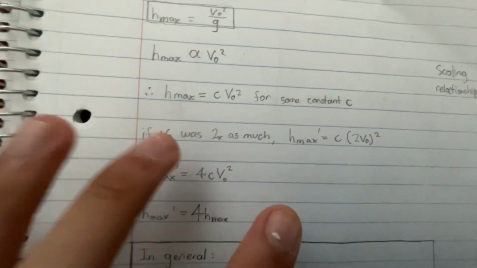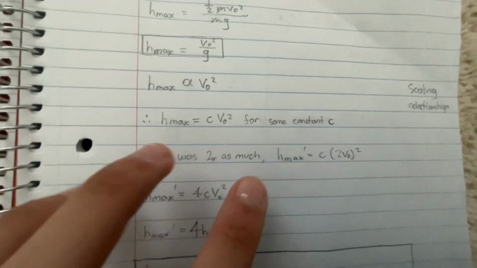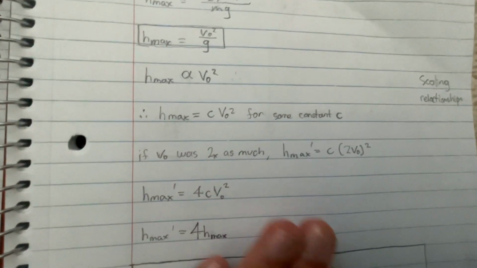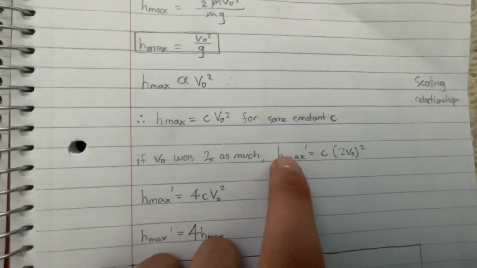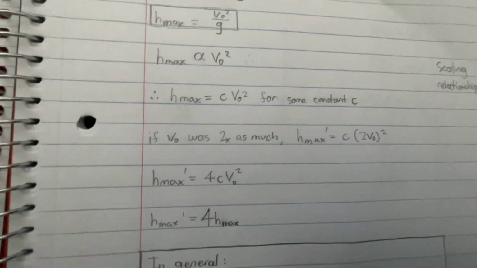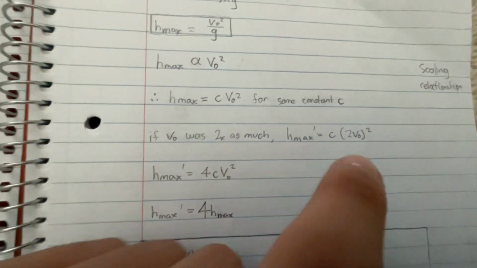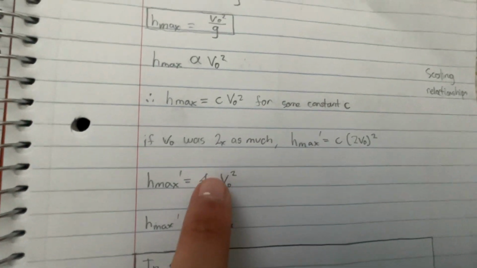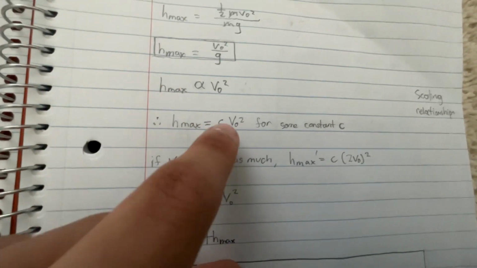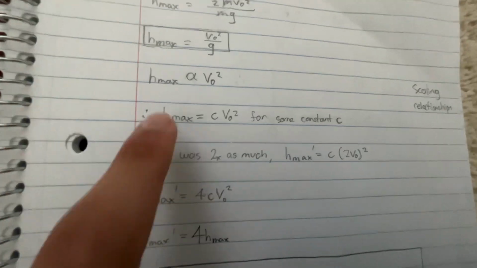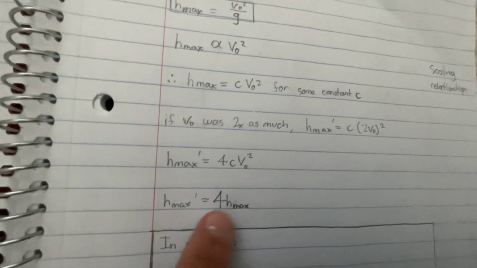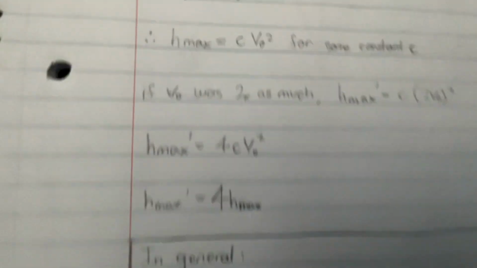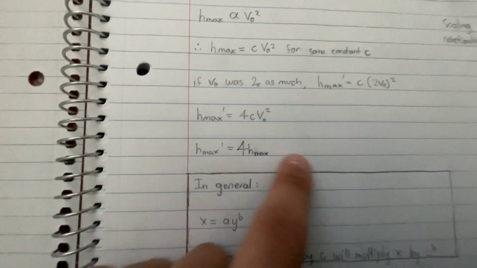So here's just showing proportionality. If v naught was 2 times as much, then your h max prime, the h max calculated with the v naught that's 2 times as much, would be this, and this simplifies down to this. And as you can see above, v naught squared is also h max. So h max prime is equal to 4 h max. So input 2 gets increased by 2 squared.